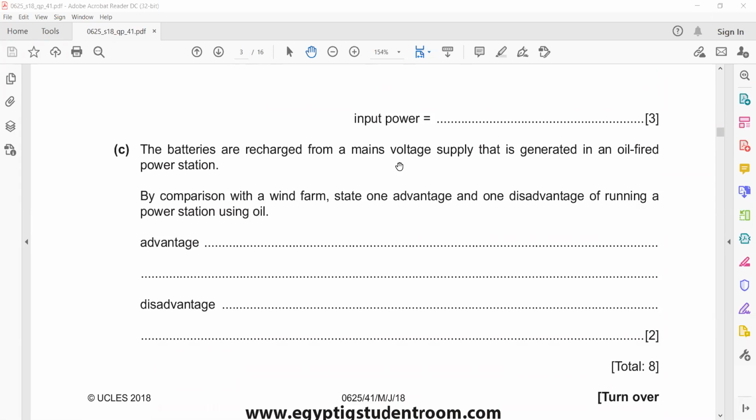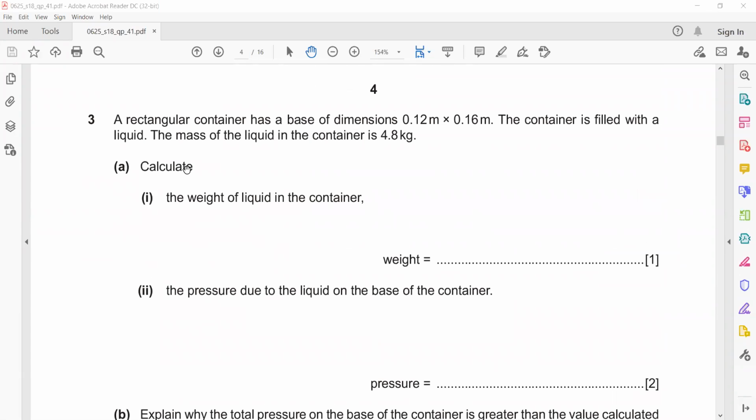The batteries are charged by the mains voltage supply that is generated in an oil fired power station. By comparing with the wind farm, state one advantage and one disadvantage. What is the advantage of using oil? It is available all the time, readily available. And what is the disadvantage? The disadvantage is that it is non-renewable and causes pollution, or it has a running cost. Every time we have to purchase fuel to use in these power stations. But you only have to write one of them, so you can write any one.